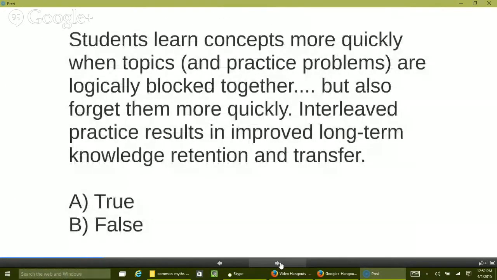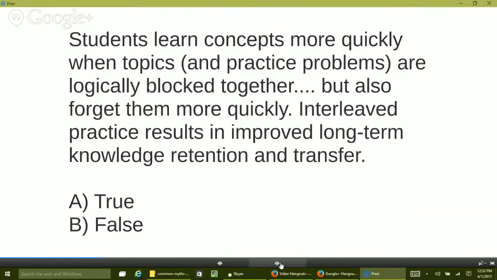Okay, now here's another question. Do students learn concepts more quickly when they're blocked together and then forget them more quickly, or if they engage in interleaved practice, they have better long-term knowledge retention and transfer?